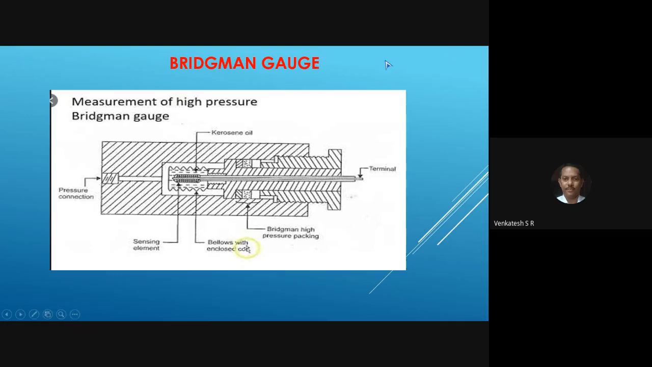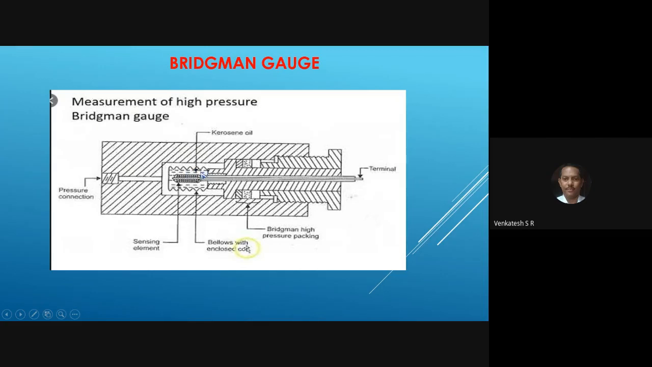All of you observe here. The Bridgeman gauge consists of the steel outer shell, manufactured usually using stainless steel or low carbon steel. And this shell has the opening. That opening has to be connected to the pressure source. And this shell has an opening and you can connect this to the sensor. The sensor is placed inside the flexible bellow. That bellow is filled with kerosene.